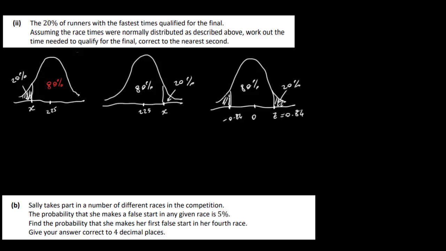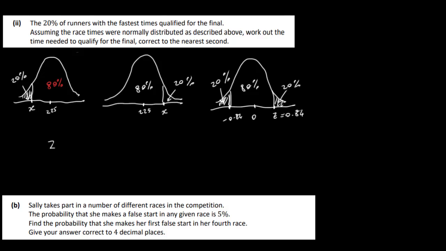We need to look at this part of the graph here, which in terms of the standard normal curve is going to be down here. So this is where 20% of the runners will be. So our z value is actually minus 0.84. Okay, so how would we work out that particular z value then?